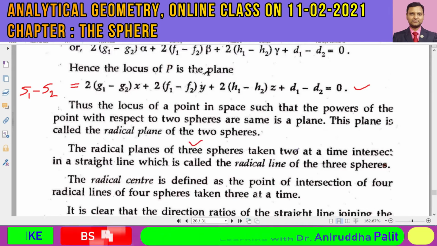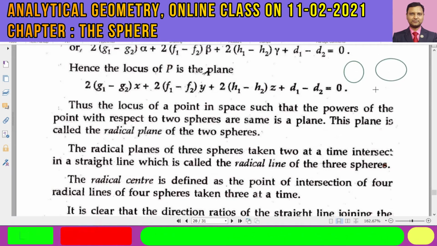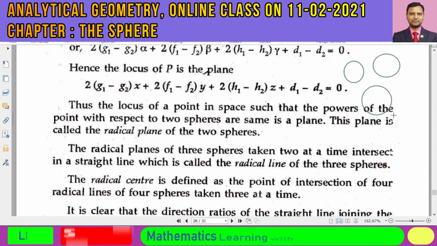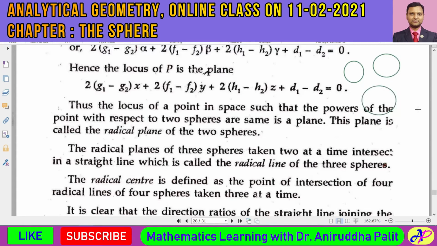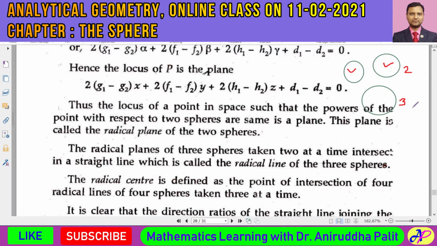we consider three different spheres. Suppose this is one sphere, this is another sphere, and this is the third sphere. Then we can compute the radical plane of the first sphere and second sphere. We will get a radical plane. Then we can compute the radical plane of the second sphere and third sphere.